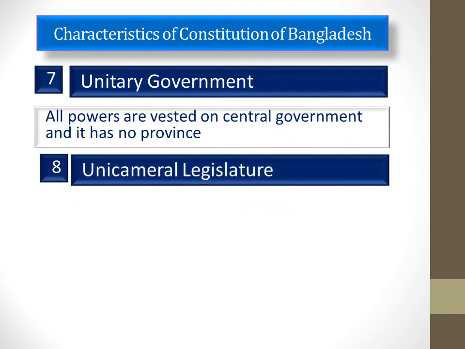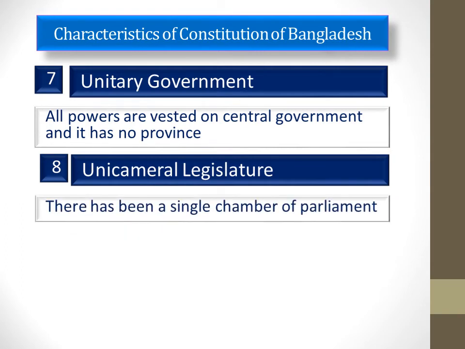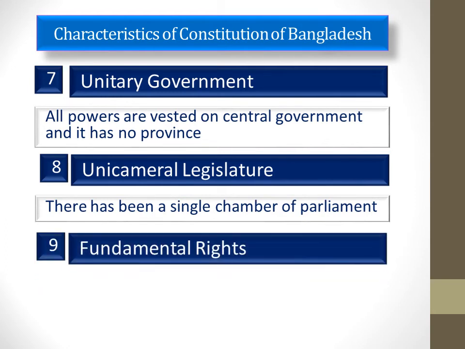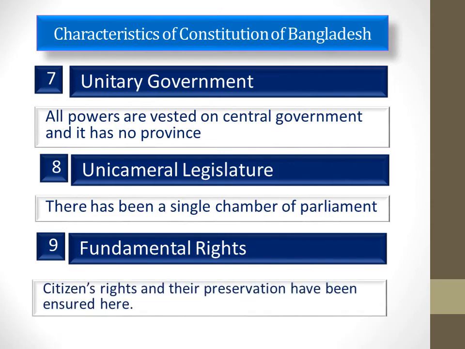Number 8, unicameral legislature. There is a single chamber of parliament. Single chamber of parliament means it has the unitary government. It has no province and no other parliament. Number 9, fundamental rights. Citizens' rights and their preservation have been ensured here. What are the rights of citizens and how are they preserved?